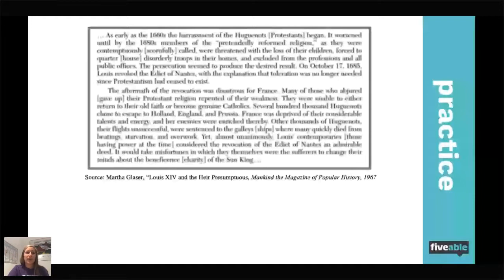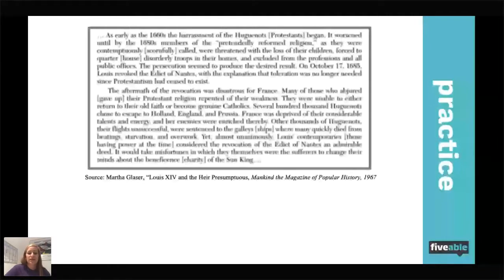We can be looking at their point of view if we know anything about it, or their purpose if it's anything different. But this one is an article in a magazine. And so here we don't really have a ton to identify with the source, but we do know obviously from 1967, it's a secondary source.